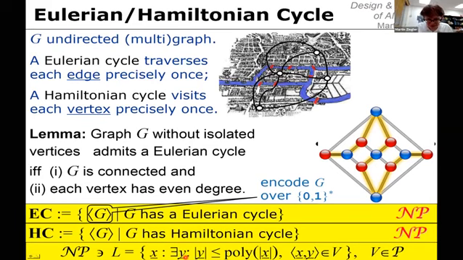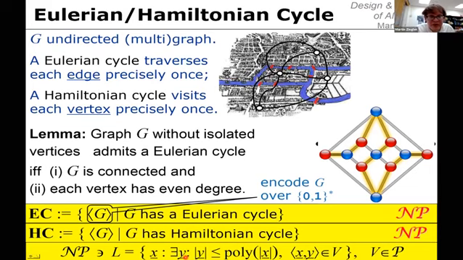Rephrasing what superficially could seem like a hard problem, could seem like an NP problem, could seem to require testing all possible cycles, of which there are n factorial many, exponentially many. But the lemma allows us to rephrase this property in terms of something that can be checked very easily, namely that the graph is connected and every vertex in the graph has even degree.